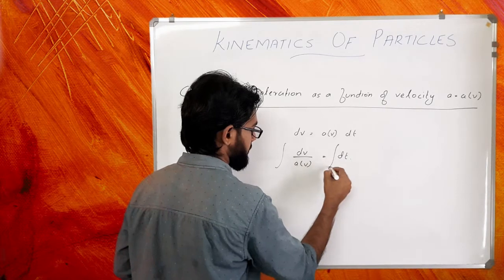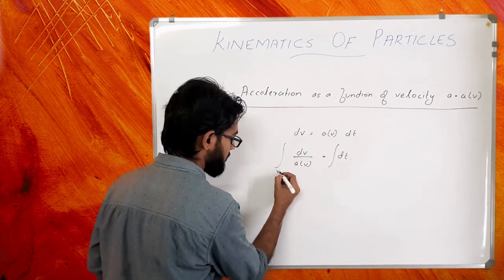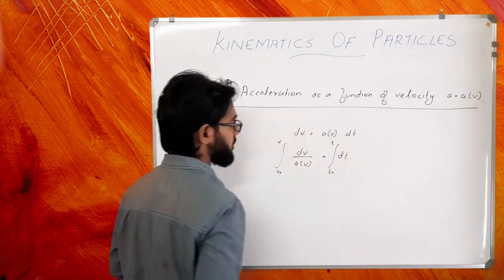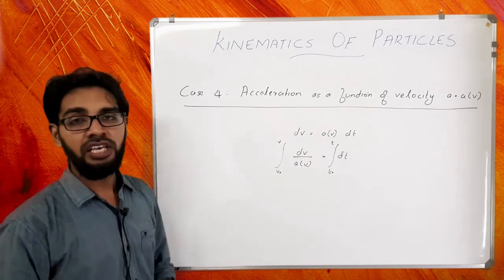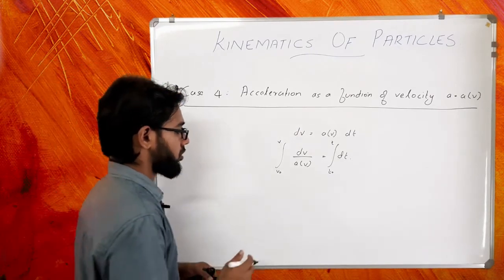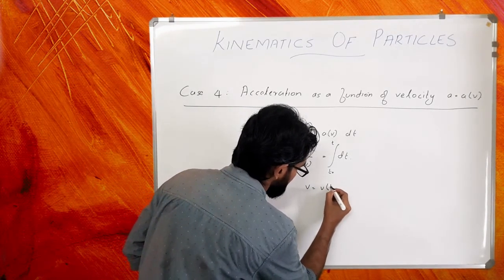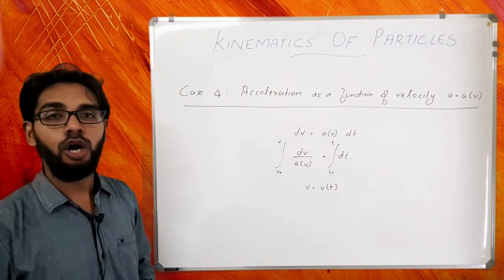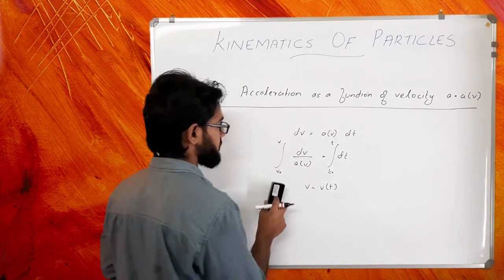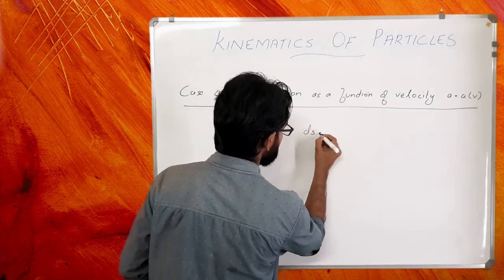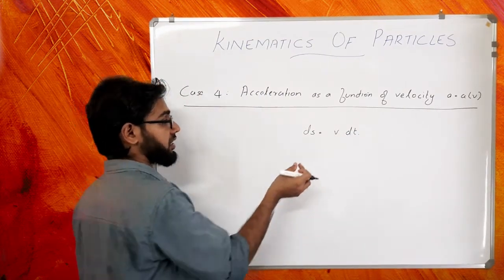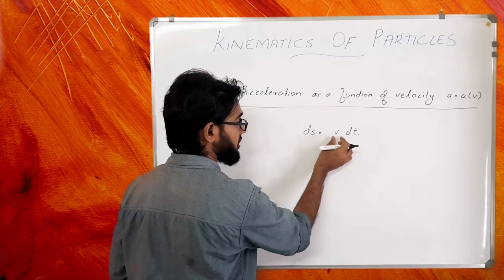Then I can integrate from the initial velocity v0 to final velocity v, the initial time t0 to final time t. Now if you look at this closely, we can see that here the velocity is a function of time. The velocity here is a function of time. Now moving on to the next equation, ds equals v into dt. As I said earlier, here velocity is a function of time, so we can retain it here itself.